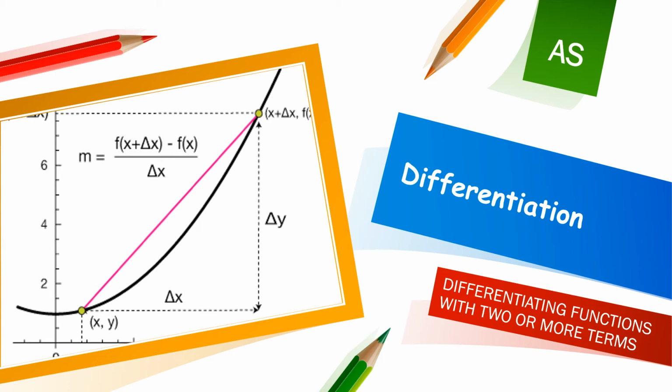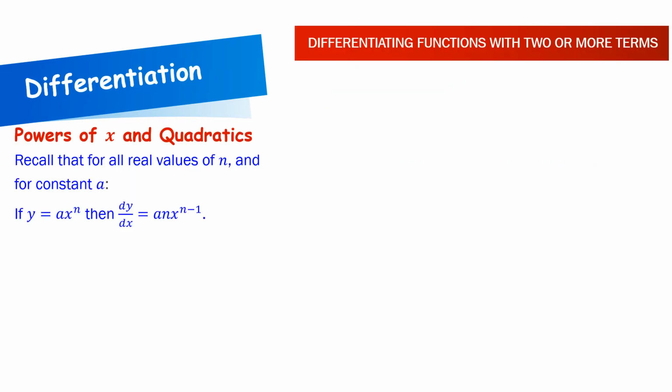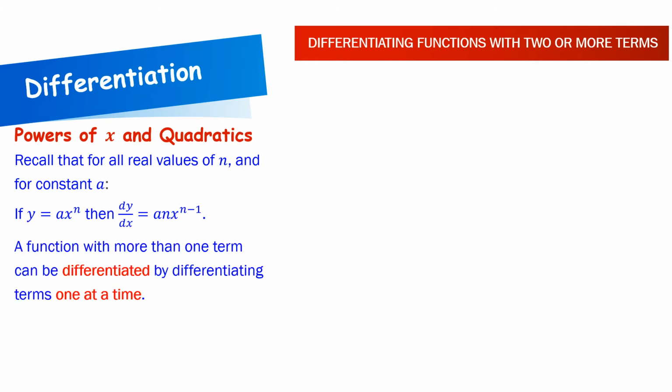Welcome to the session on differentiation, differentiating functions with two or more terms. The objectives for this session are to explore examples of differentiating functions with two or more terms. Recall that for all real values of n and for a constant a, if y equals ax to the power n, then dy dx equals an times x to the power n minus 1. A function with more than one term can be differentiated by differentiating terms one at a time.